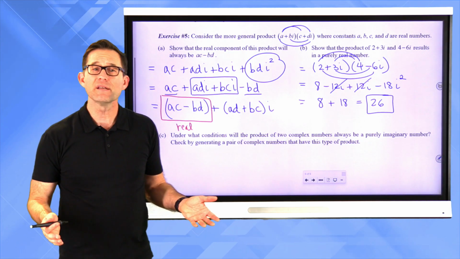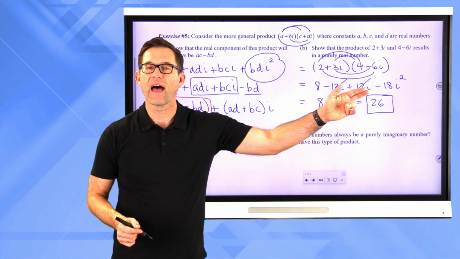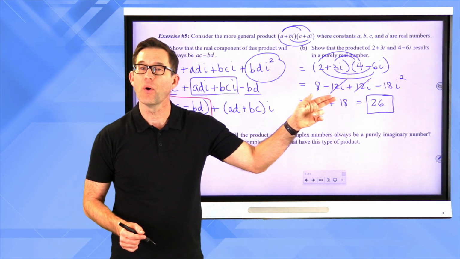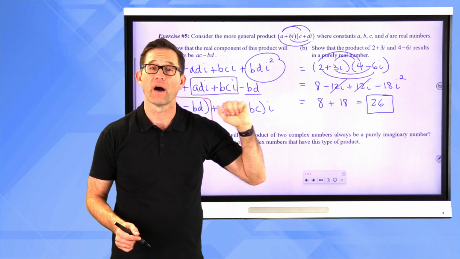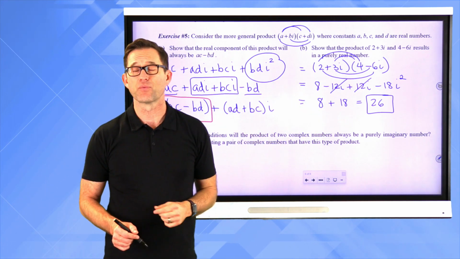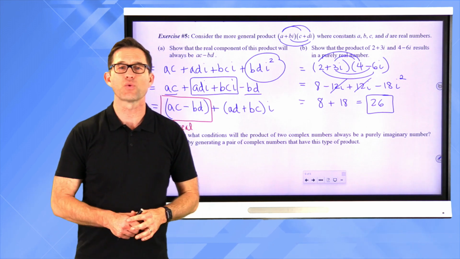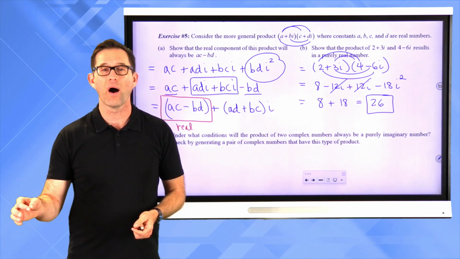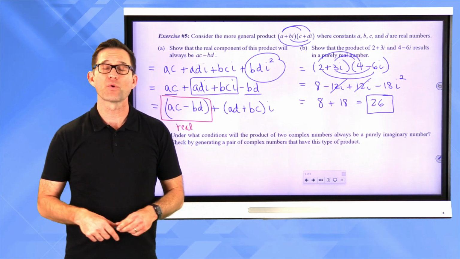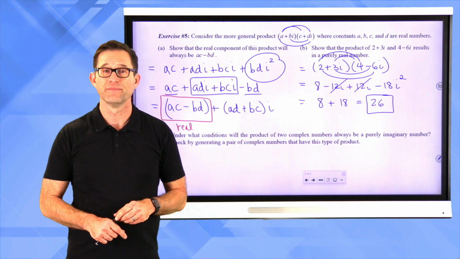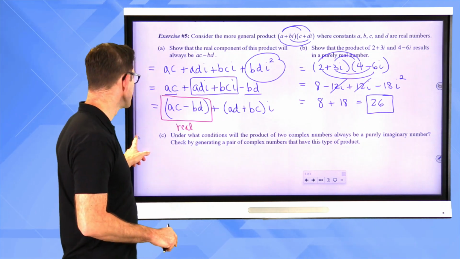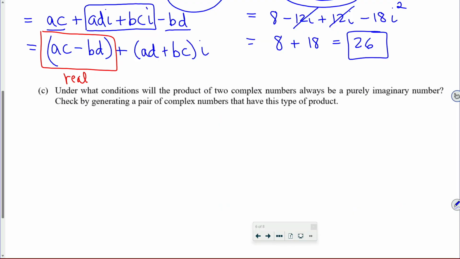Right? And the reason it's purely real is because I had these opposite imaginary components. I literally have 0i. Negative 12i and positive 12i cancel, and I'm just left with 26. And we could phrase that as 26 plus 0i. That'd be fine. But of course, 0 i's is just 0. So we have 26. Now let's look at the last part of this problem, letter C.